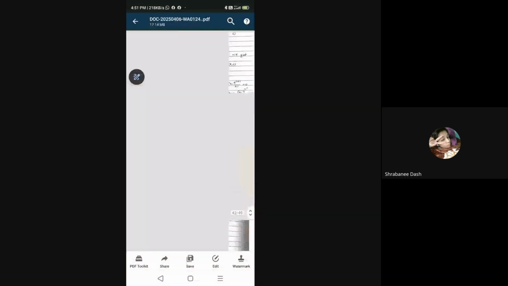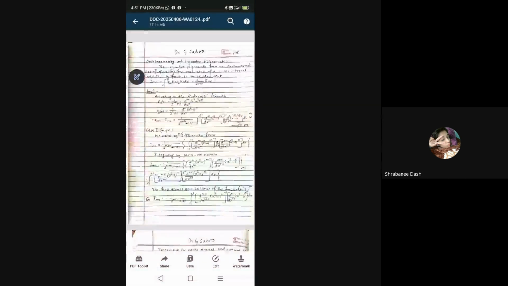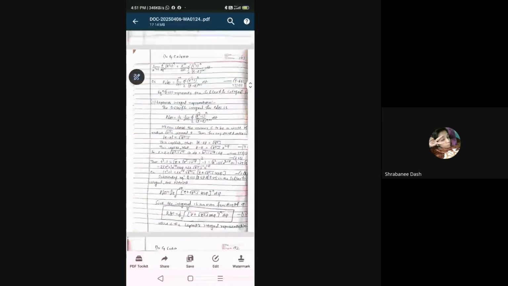So for all the others, associated Legendre, Laguerre, Bessel's, you have your Rodrigues formula, and from that you can get your polynomials.